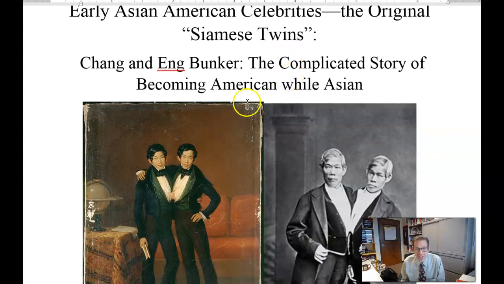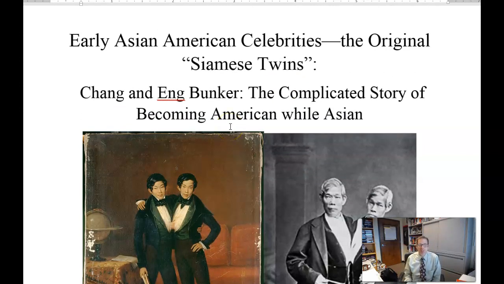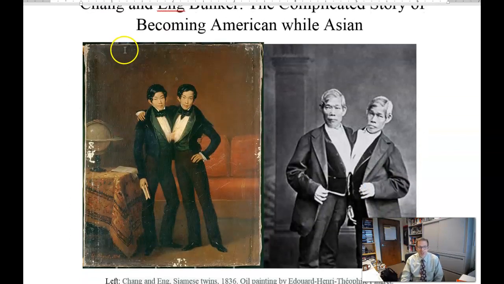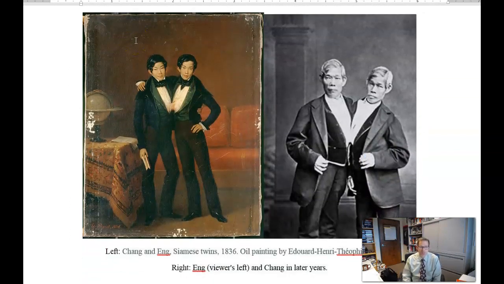So in any case, let's get into that. The term Siamese twins, by the way, is a common term referring to these two young men. Siam, in this case, refers to Thailand. So let's get into the story a little bit. By the way, here's a couple of examples. On the left, that's an oil painting from 1836.